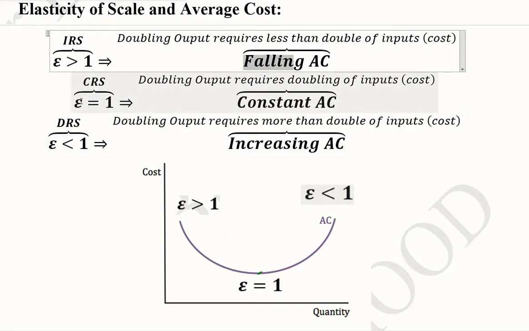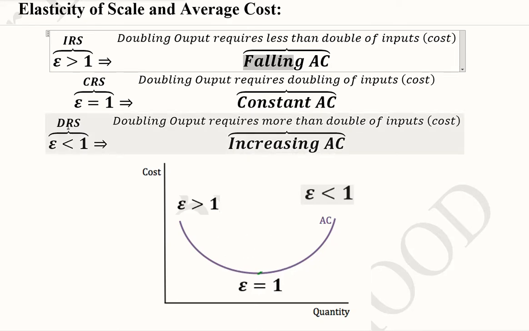Then it comes to the other possible value of elasticity of scale, which is 1, and in this case we remember from the topic of elasticity of scale that it is constant returns to scale, and in constant returns to scale we can double the output simply by doubling the inputs. In other words, the cost will also be doubled. In that situation, we have a constant AC, that is this point where the cost is constant, or it is at its minimum. The average cost minimum point is taking place at this point.